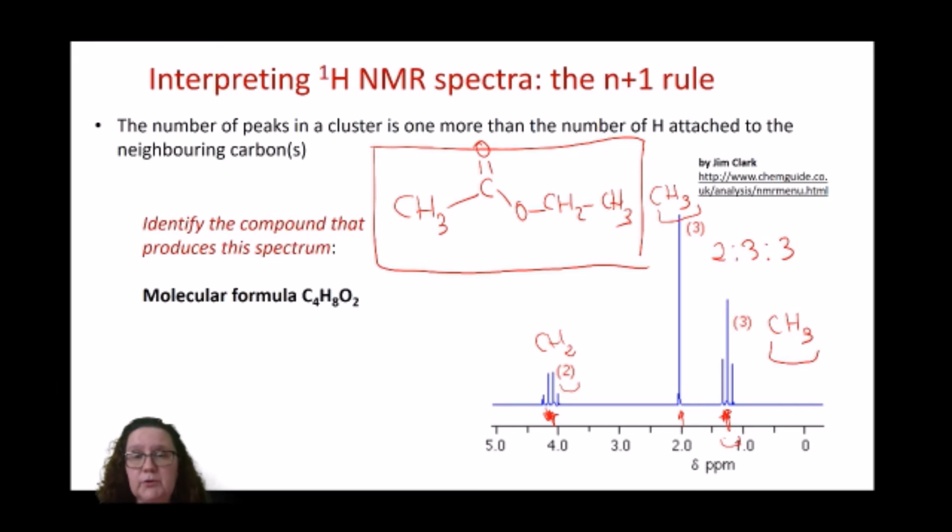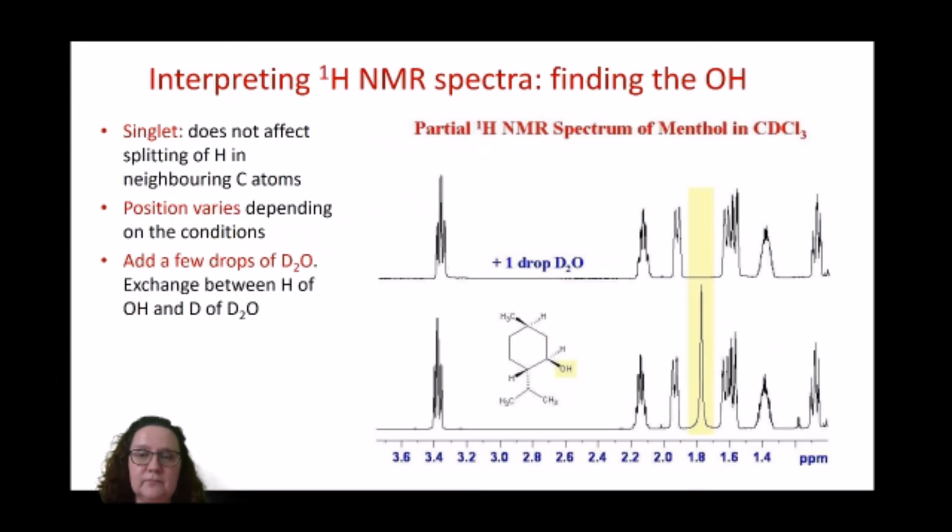So this is how I propose the structure of this compound will look like. That fits quite nicely the spectrum I've been given. Just a quick word about the hydrogen attached to an oxygen in a hydroxyl group. It appears as a singlet. The oxygen does not allow this splitting, this influence of the hydrogen from neighboring carbon atoms. So it appears as a singlet.